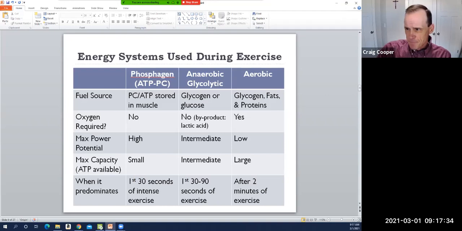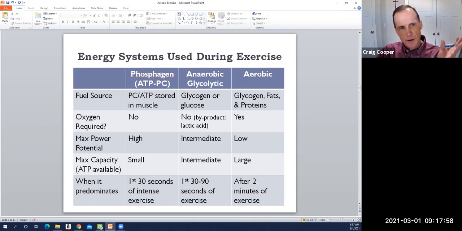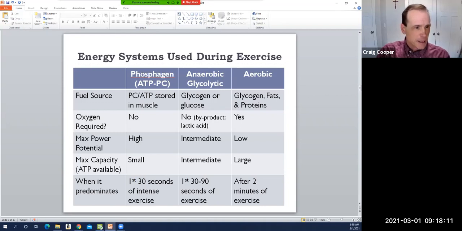All right. So here are our three different energy systems that we talk about in the body. Our phosphagen system, also known as our creatine phosphate or phosphocreatine system. That is our immediate, fastest way to reform ATP. It does not involve glucose. It does not involve fats. We have creatine phosphate. We can chop off the phosphate from the creatine phosphate, donate it to the ADP, and reform ATP. We have a very limited amount of that in our body. And so if you're doing a true sprint, that's going to be the dominant way that we produce ATP.